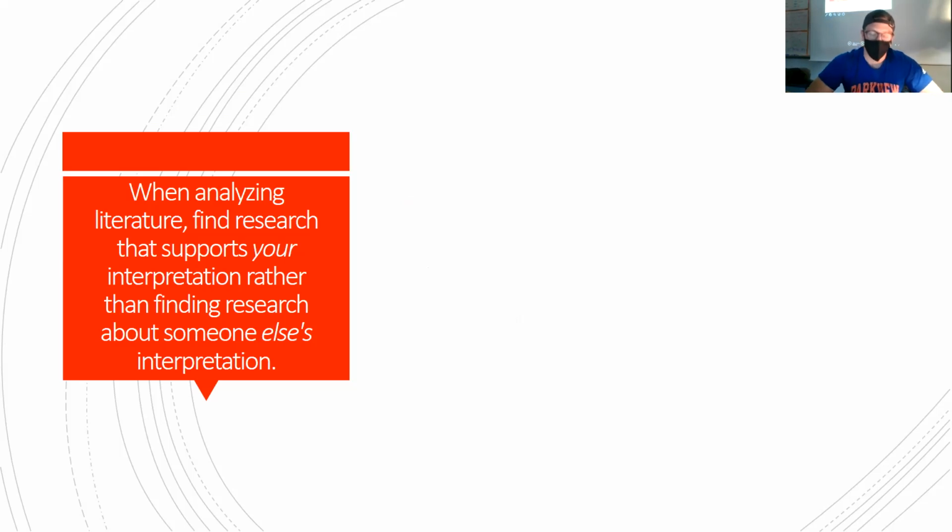So when you are finding your research, you're researching a topic that relates to the poems, but also, okay, you want to find research that supports your interpretation rather than research about someone else's interpretation. I don't want you to find sources that talk about the poems that you are writing about. Okay, I don't want you to find research that talks about the authors of your poems. I want you to develop your own interpretation of what the poems are discussing. And then I want you to find research that supports your ideas on the topics.